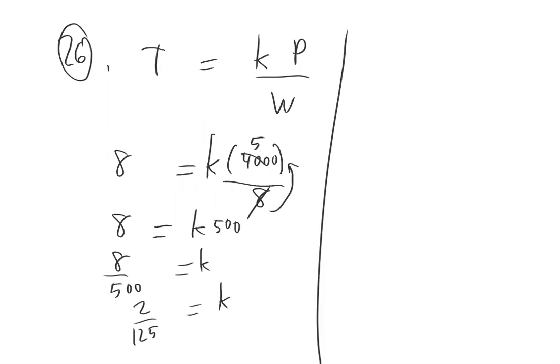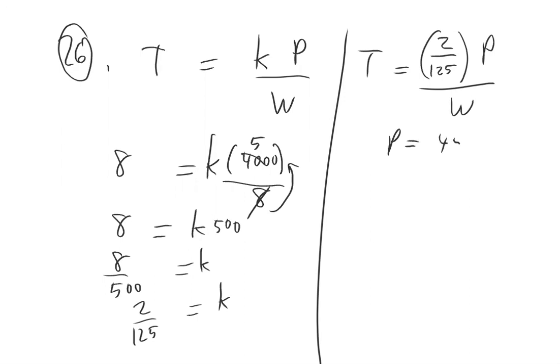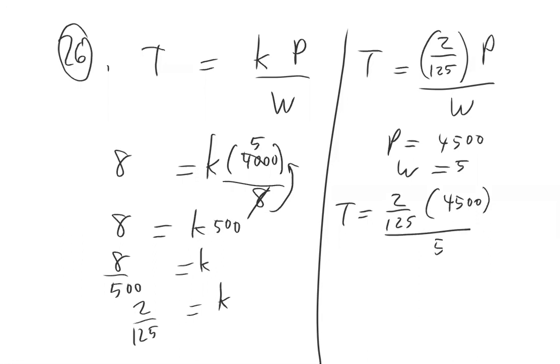And then once again, we'll write the formula. The time required is equal to the constant 2 over 125 times the pounds divided by the workers. So how long would it take 5 workers to process 4,500 pounds? So 5 workers, 4,500. Well, then the time required would be 2 over 125 multiplied by 4,500 divided by 5.